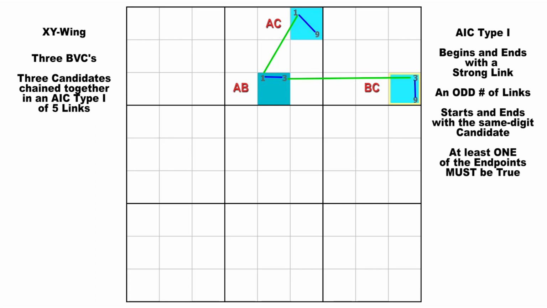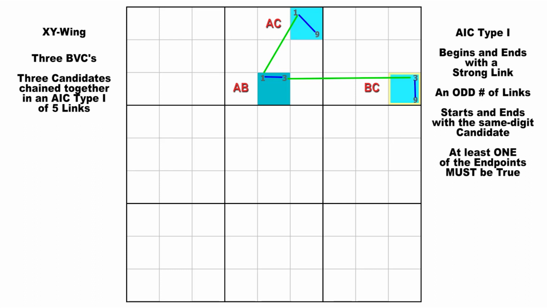You don't have to think of this chain in such detail each time. Once you understand this concept, you can just spot a by-value cell and then connect one of those candidates to another by-value cell, and then connect the other candidate to yet another by-value cell, and the two pincers must have a common third candidate, and voila, you've got an XY wing. And any other same-digit candidate that can see both endpoints, i.e. the two candidate C's, can be eliminated as false.